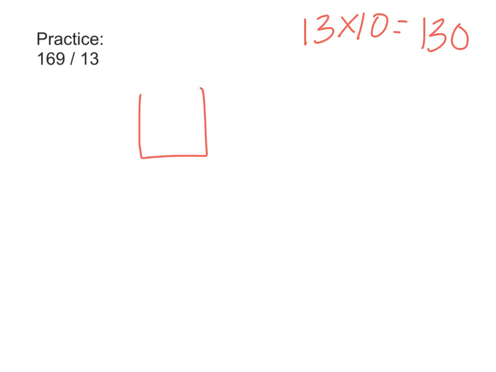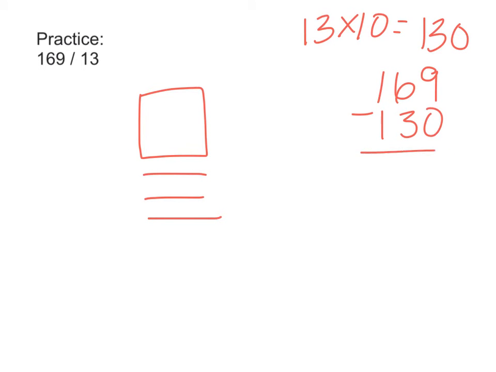Okay, here we go. First, I'm going to take out my big chunk of 13 times 10. So that is 130 that I'm going to be showing first. So here's my 100, and then 110, 20, 30. That leaves me with, let me subtract here, 39 left to show.